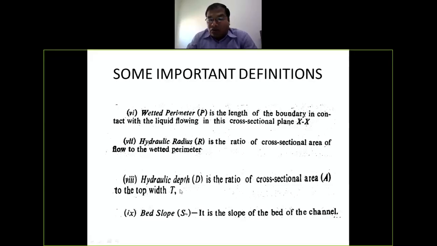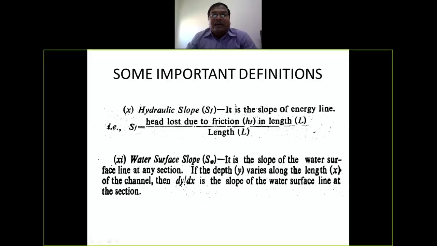Then bed slope, we generally denote by S0. It is the slope of the bed of the channel. Hydraulic slope we denote by SF. It is the slope of the energy line. If you want to define it, it is the head loss due to friction in length L divided by the total length. Then water surface slope.